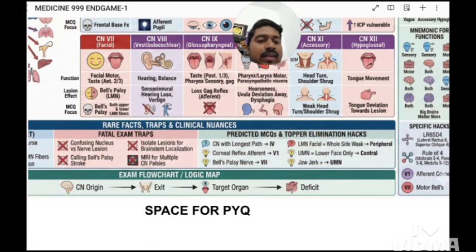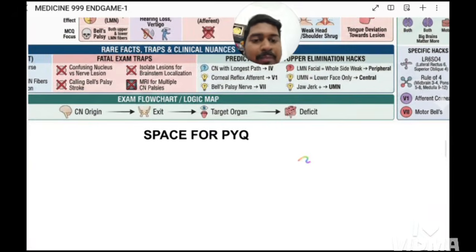LMN facial palsy, the whole side of the face is weakened. What is the meaning of this? See, if it is 7th cranial nerve palsy and it is lower motor neuron, then we call it Bell's palsy. Bell's palsy is nothing but 7th cranial nerve, lower motor neuron. Now what is this I'm telling? Lower motor neuron, upper motor neuron.